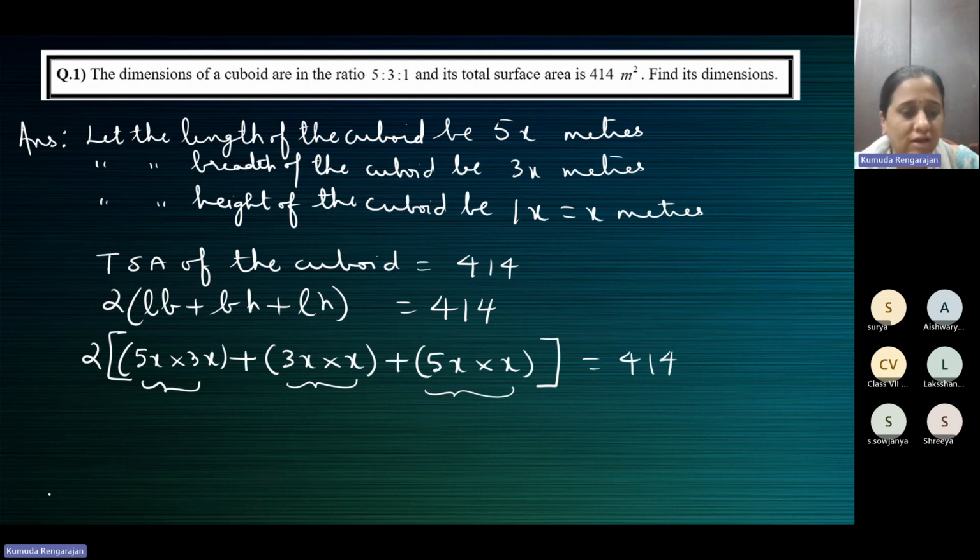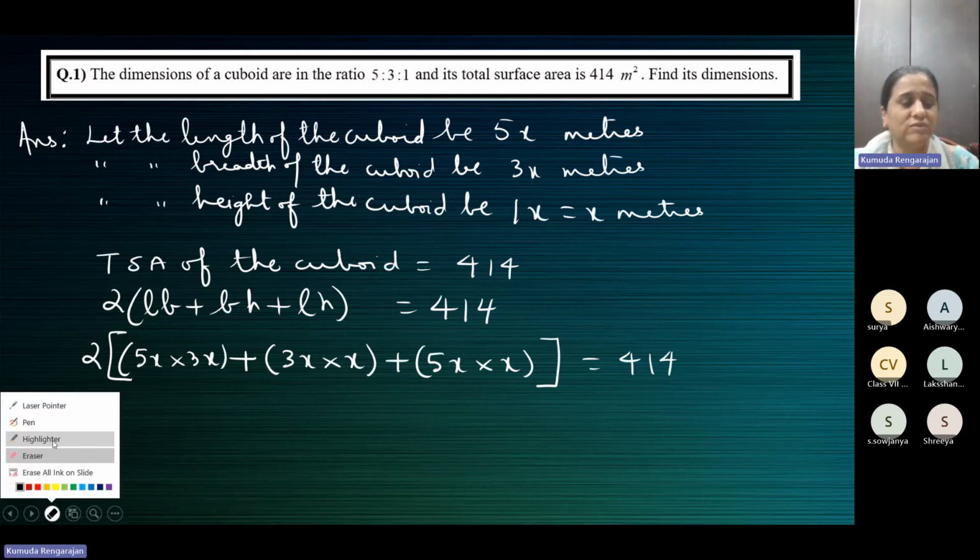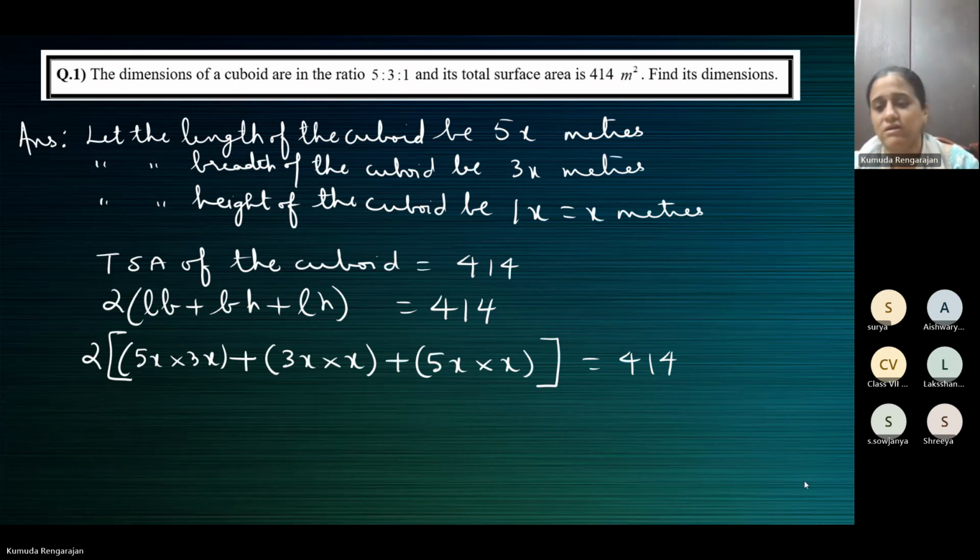Now, children, you'll have to solve this and find the value of x and hence find the dimensions. There is one equation with one unknown x, so you can easily solve this and find the value of x. Once you get x, 5x, 3x, and 1x will give you the dimensions of the cuboid. Please finish it. Just excuse me for 5 minutes, children. Complete this answer in the meantime, I'll get back.